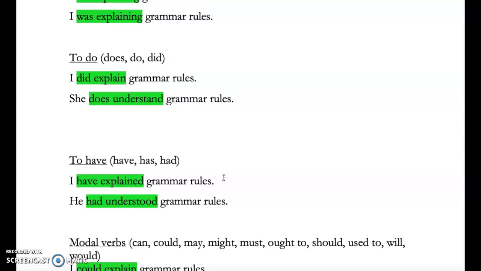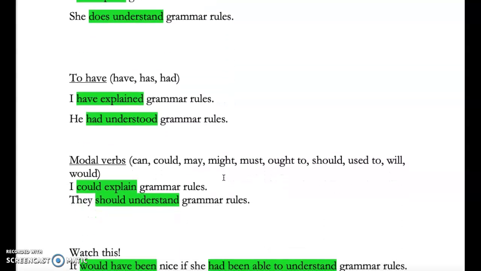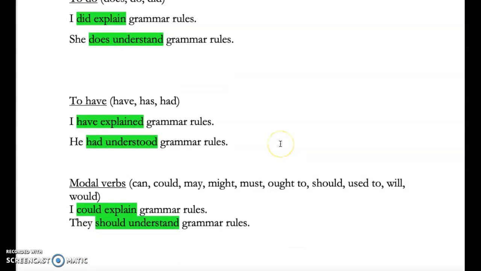And then we have these crazy verbs called modal verbs. Modal verbs express the possibility that the verb is going to happen. I can go to the store, doesn't mean I'm going to. I could go to the store. I may go to the store. I might go to the store. I must go to the store. I ought to go to the store.